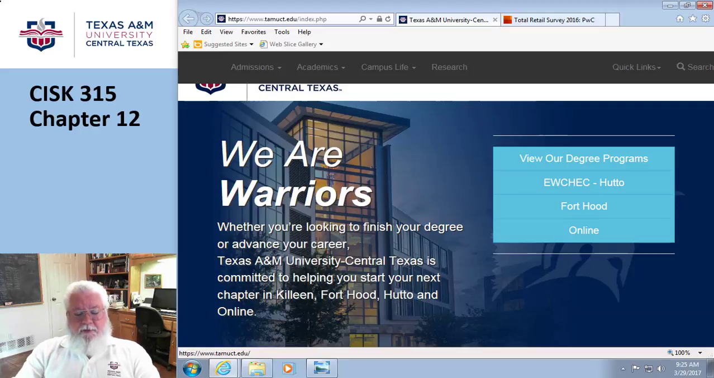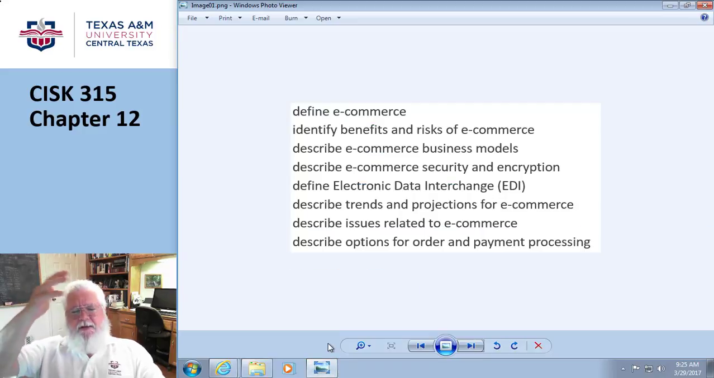So let's start with the learning objectives on page 517. We're supposed to define the term, identify the benefits and risks, and describe the business model. What are some of the security and encryption kind of things? What is EDI? What are the trends and projections? What are some issues? And basically, what are the options if you want to do that shopping cart payment verification system thing for you? Okay.